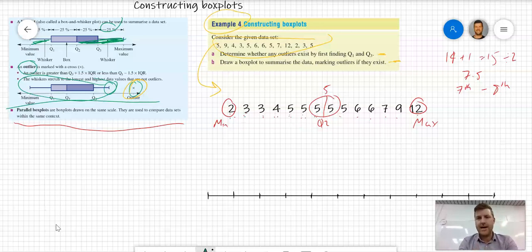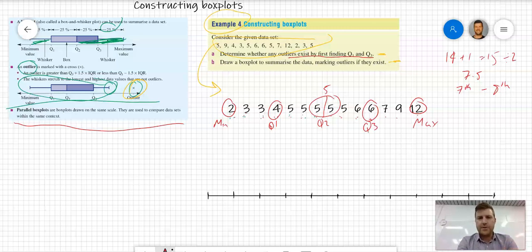7 plus 1 is 8. 8 divided by 2 is 4. So my fourth value, 1, 2, 3, 4, just happens to be the number 4 as well. And again, after the median, 4 values, 1, 2, 3, 4. That's my Q3. So Q1 and Q3. Now, it says here, determine whether any outliers exist by first finding Q1 and Q3.